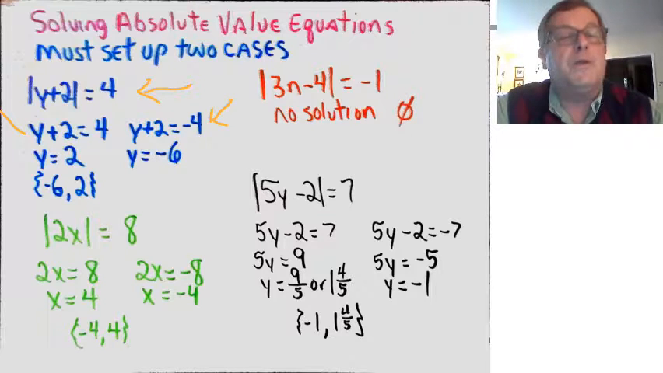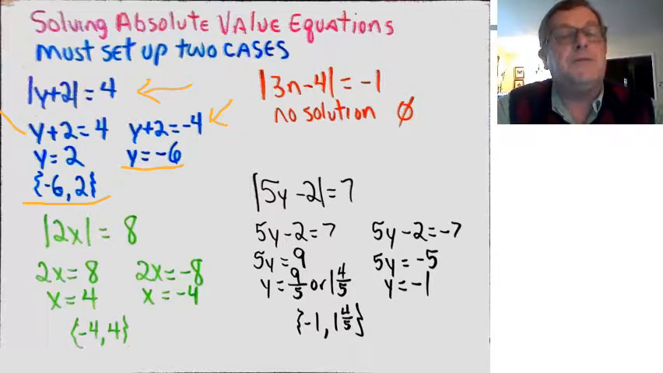We got y plus 2 equals 4. Well, we're going to subtract 2 from both sides, and when we do, we're going to end up with y equals 2. And in our second case, we've got y plus 2 equals negative 4. Again, we're going to subtract 2 from both sides, and we find that y equals negative 6. So our solution set to the absolute value of y plus 2 equals 4 can be negative 6 or 2.